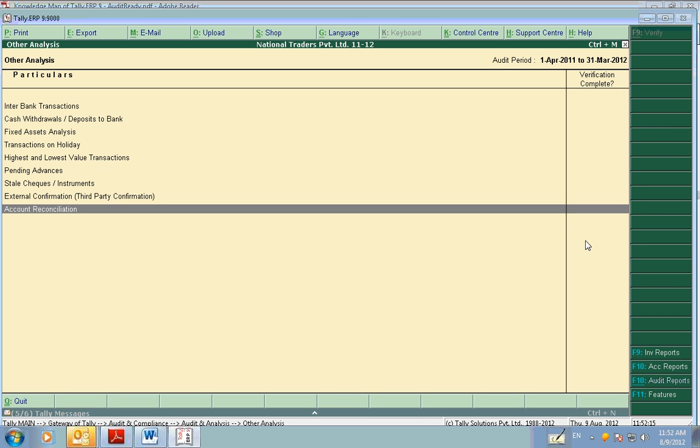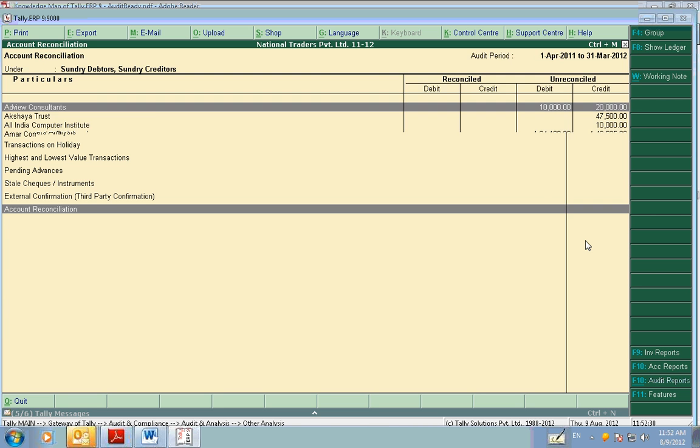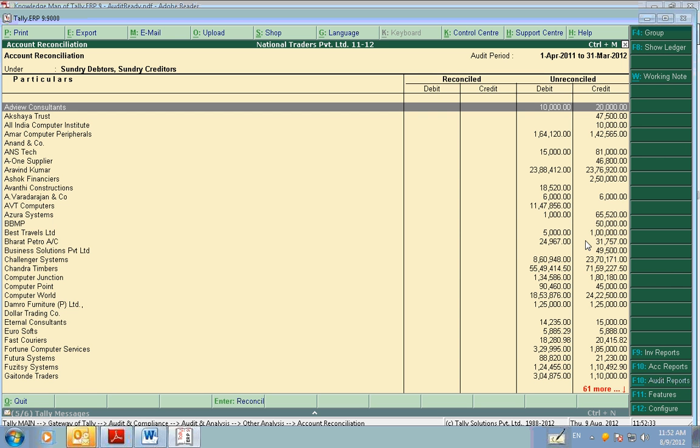So here what I do, I'm not asking for the third party confirmation. I'm directly taking the data of the third party and doing the account reconciliation to check against his name what is the amount appearing here. The same amount should appear in his books of accounts against my ledger name. Right? Let us just see this account reconciliation.